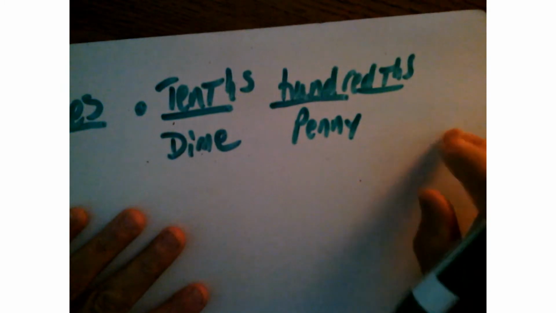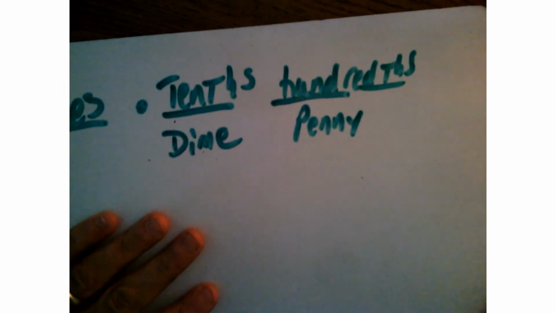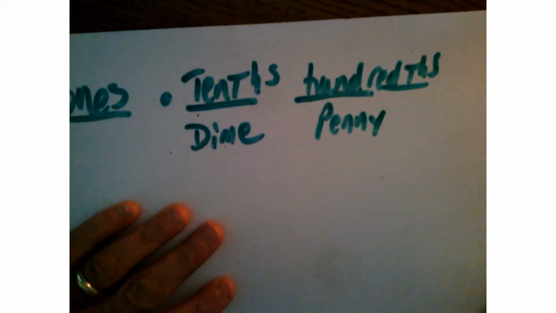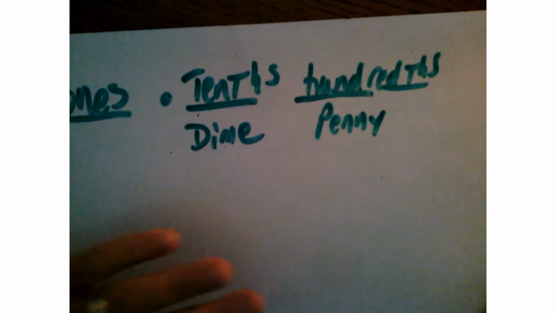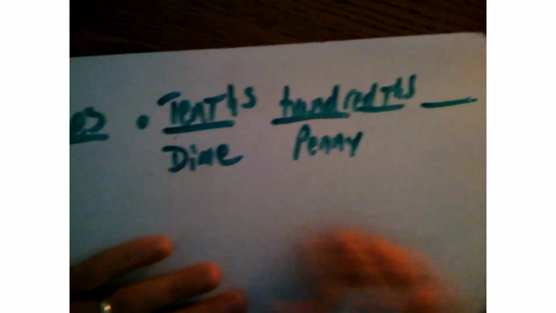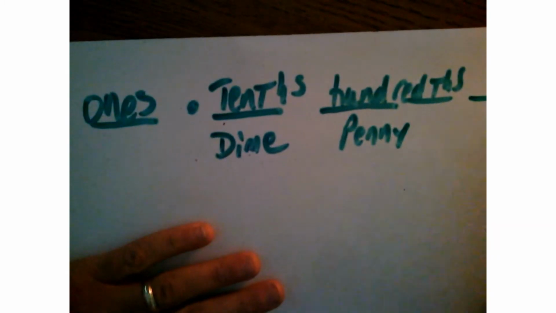Next to that, I'm running out of room, but that would be thousandths. We don't have any money that means thousandths. It would be like if you took a penny and cut it up into 10 pieces, 1/10 of a penny. There's nothing that goes thousandths, but that would be over here. So tenths, hundredths, thousandths.